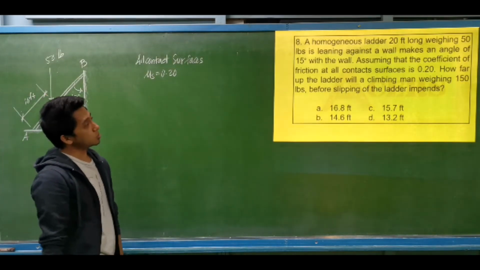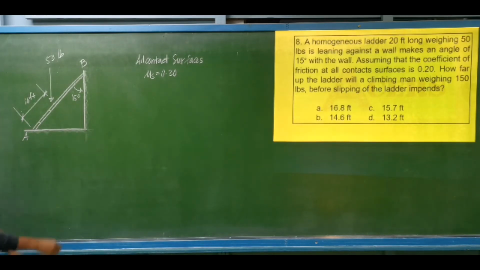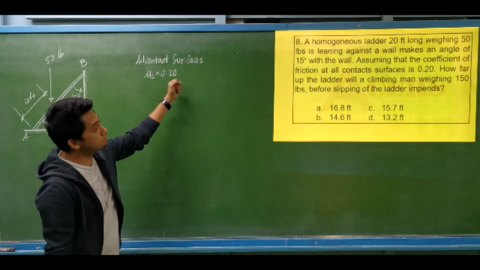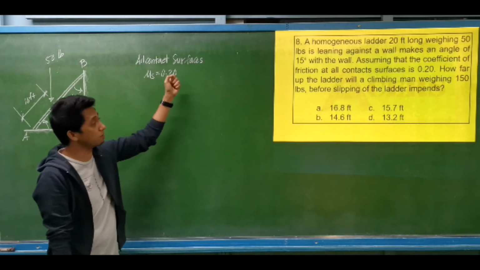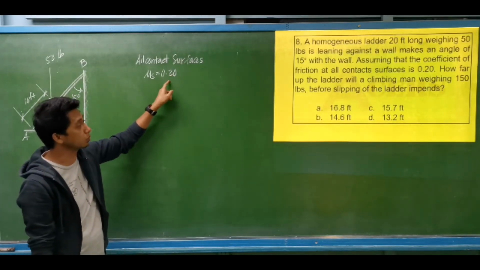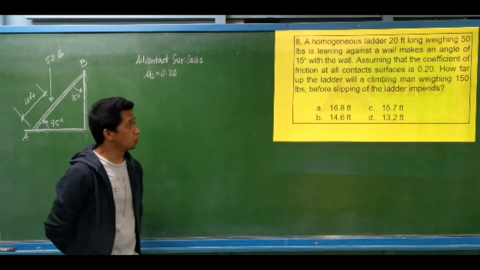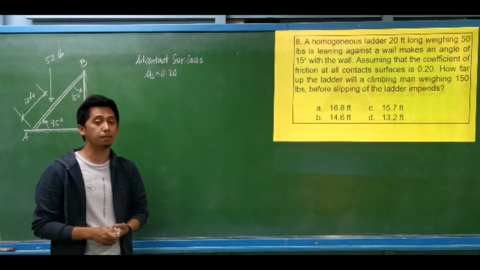Leaning against a wall, it makes an angle of 15 degrees with the wall. So if this is 15 degrees, the angle with the floor will be 90 minus 15, which is 75 degrees. Assuming that the coefficient of friction at all contact surfaces is 0.20, how far up the ladder will a climbing man weighing 150 pounds go before slipping of the ladder impends?